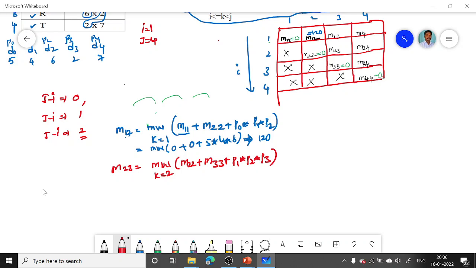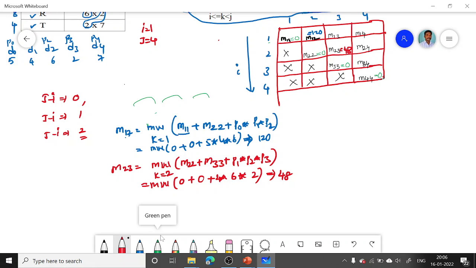Nothing but P3. So now minimum of M of 2 2, 0, M of 3 3, 0, and what is the P1 value? 4 into, what is the P2 value? 6 into, what is the P3 value? 2. So nothing but 0 plus 0 plus 4 into 6, 24, 24 into 2, 48. Nothing but 48. So then you will write M of 2 3 value is 48.